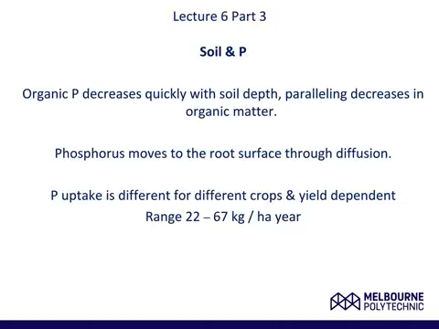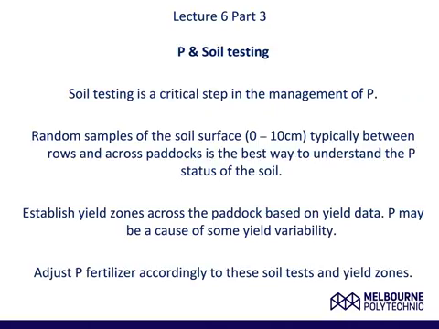Phosphorus moves towards the root at higher rates than water is moving via transpiration. Phosphorus uptake is different for different crops and is yield dependent. It tends to range from 22 to 67 kilograms per hectare per year. There are some examples in Australia in the southern regions that have received such a high accumulated application of phosphorus that no further applications are required, and yet a sustainable optimal yield can still be obtained.